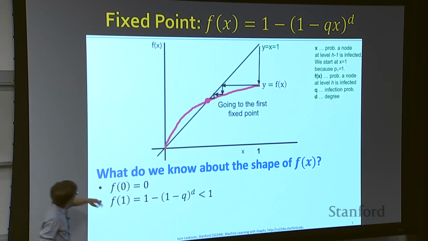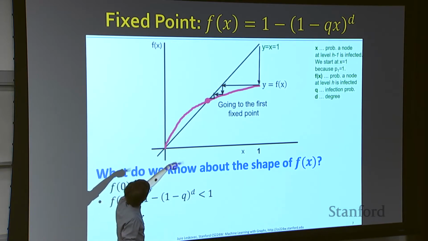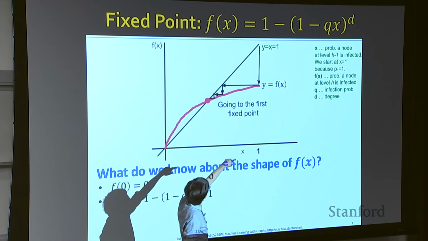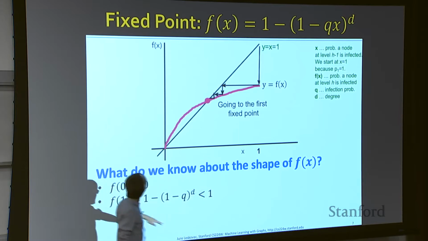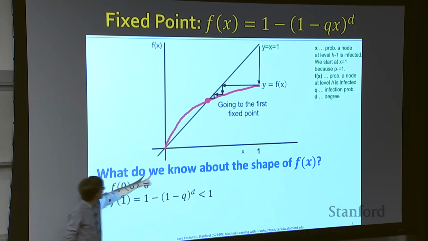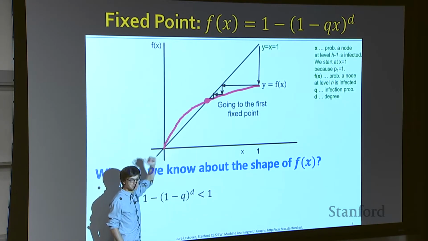So what do we know? We know that f of 0, if I enter 0, I get 1 to the d minus 1, so that is 0. So I know f of 0 is 0. So I know this point. This is 0, 0. It's useful.